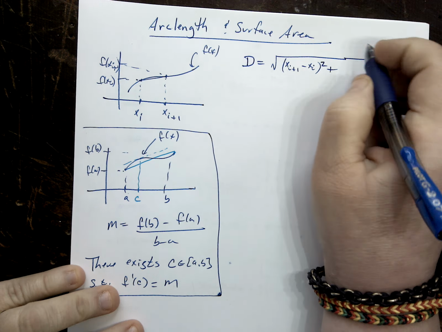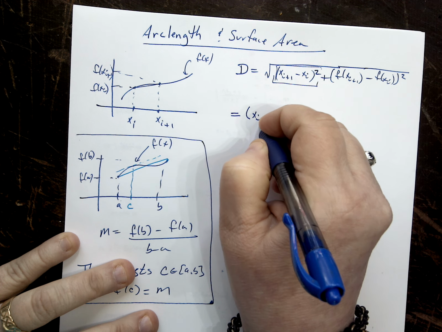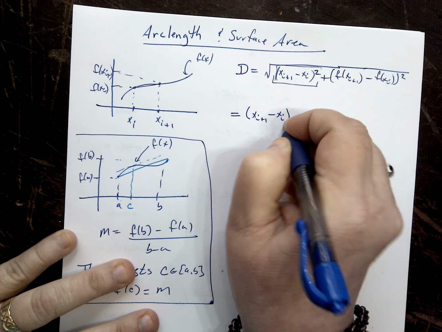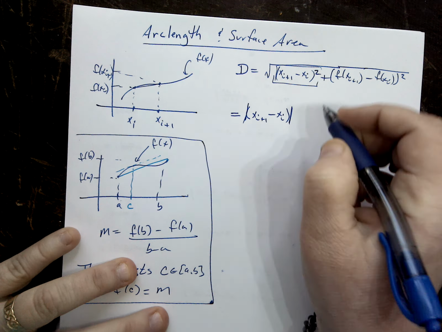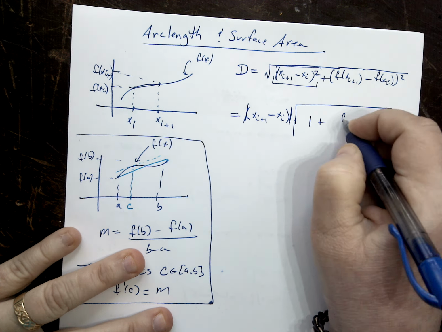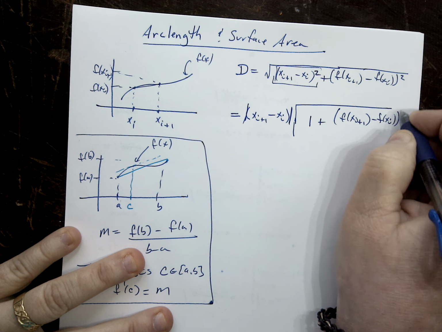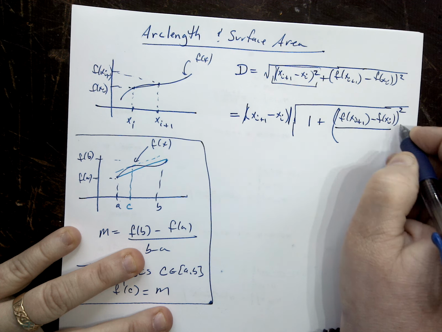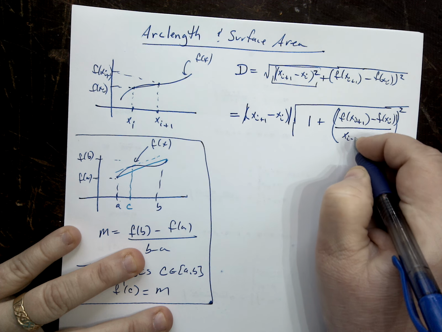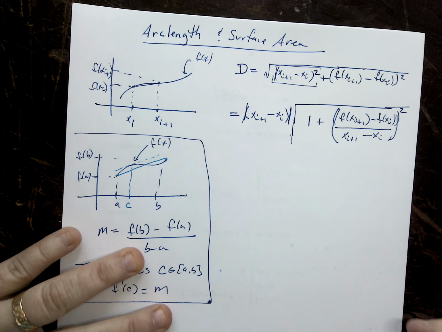Now I'm going to do some algebraic manipulation so I can play with this. I'm going to factor this out. I'm going to divide both terms by xi plus 1 minus xi quantity squared. So when it comes out, it will be the absolute value of xi plus 1 minus xi. And then in the square root, I'll have a 1 here, and here the difference in f, and the xi's are squared, so I'm just going to go ahead and put that square to both of them. Maybe that's kind of a mess.